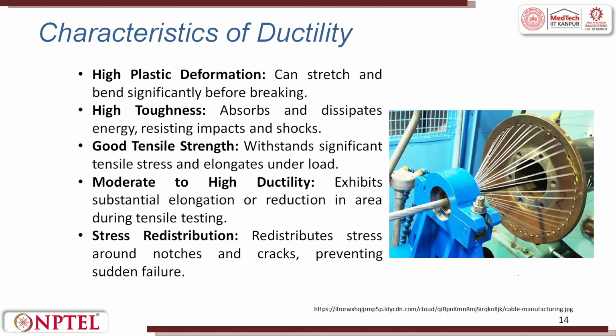Characteristics of ductility: high plastic deformation can happen, and the material can stretch and bend significantly before breaking. High toughness, so it absorbs and dissipates energy, resisting impact and shock. For example, a guitar string, you keep playing, right? Sometimes you play it at high frequency, when your hand moves up and down, at high frequency and very low amplitude.